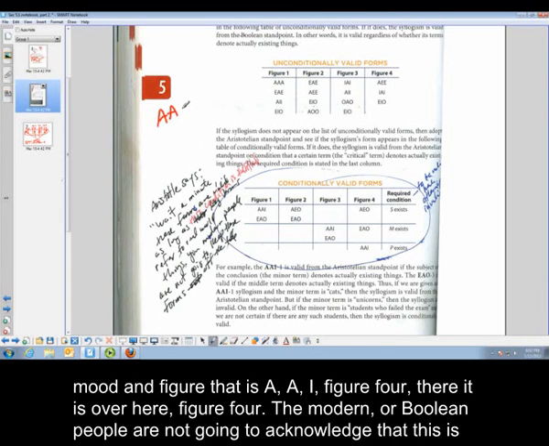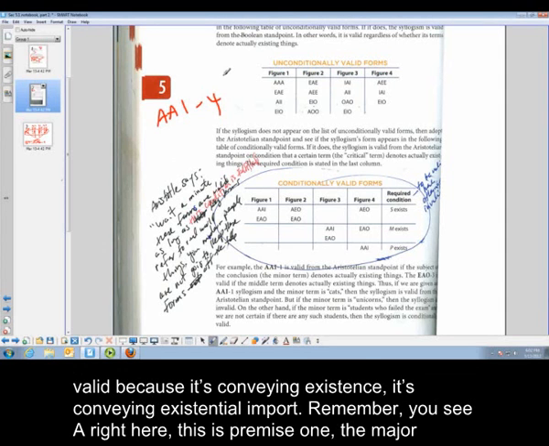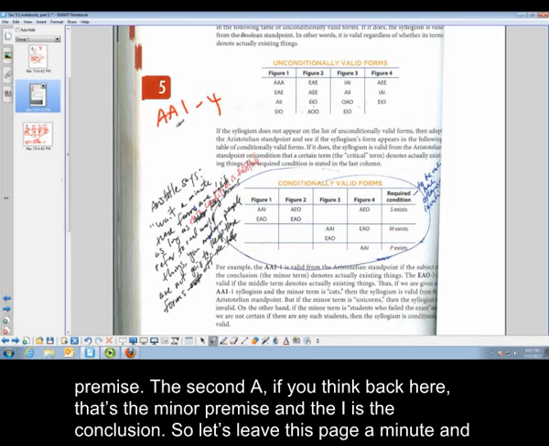That is AAI, figure 4. Okay, there it is over here, figure 4. The modern or Boolean people are not going to acknowledge this as valid because it's conveying existential import. You remember, you see A right here, this is premise 1, the major premise. The second A, if you think back here, that's the minor premise, and the I is the conclusion.